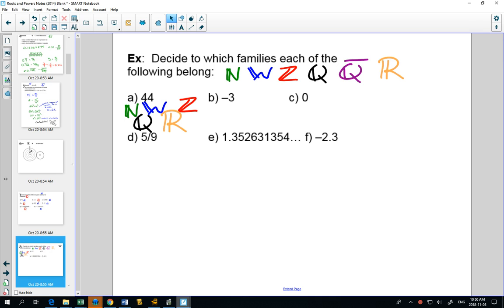Is -3 a natural number? No. Is it a whole number? No. Is it an integer? Yes. So we've got integer, which means we also have rational number and real number. 0, natural number? No. Whole number? Yes. So we have whole number, integer, rational number, real number.